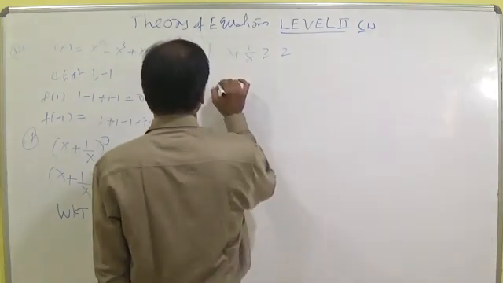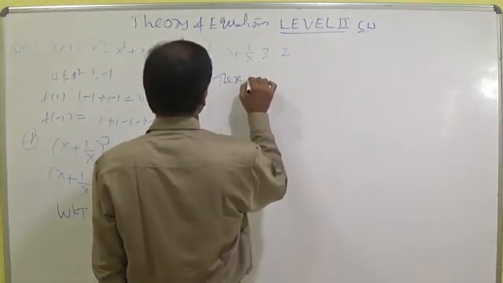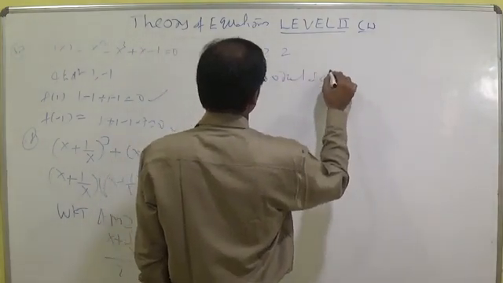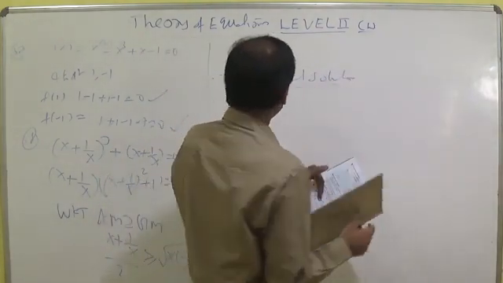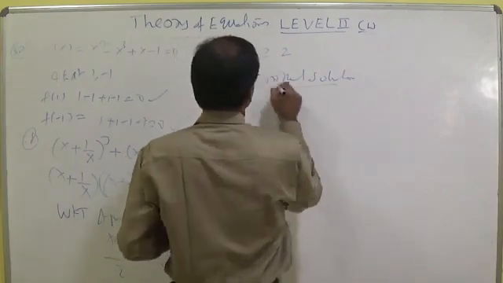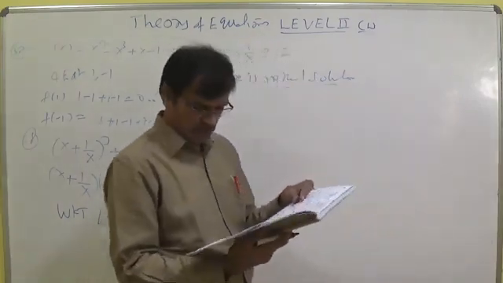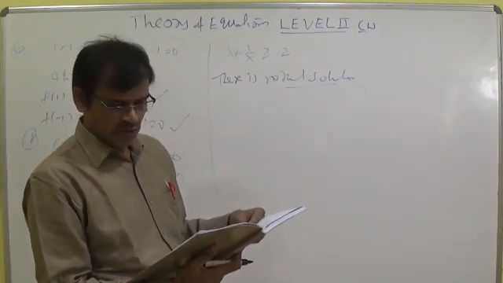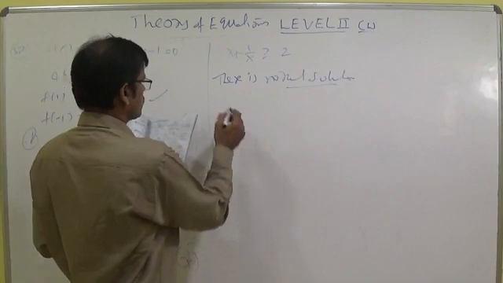So there is no real solution. So what is he asking? Number of real roots. It is not possible. So 0 is the answer. Okay, option 4.